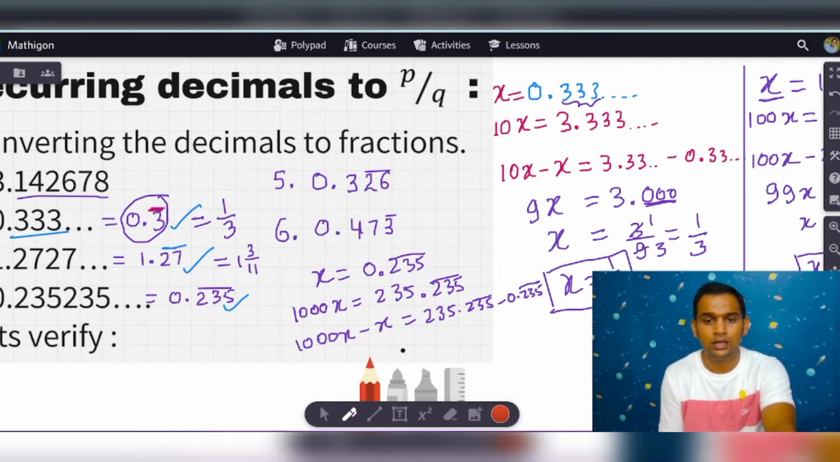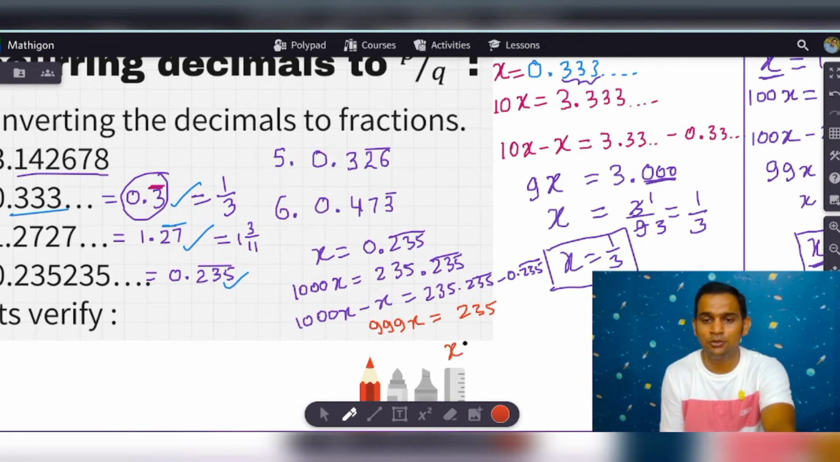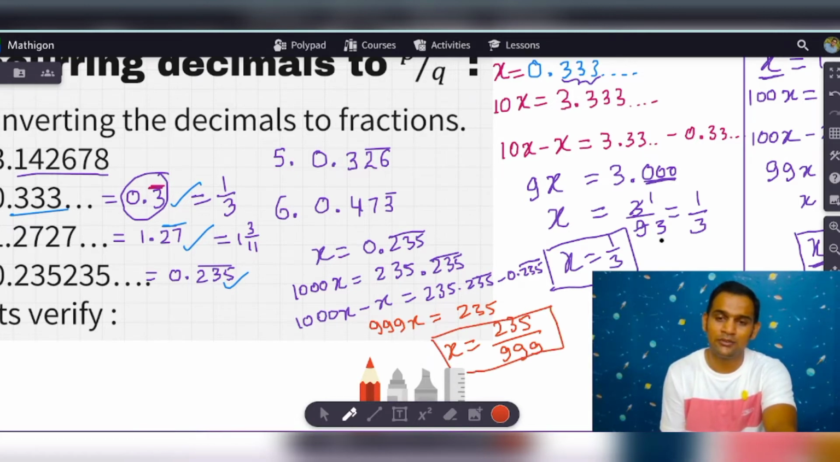I'll change the ink so that, yeah, that becomes 999x equals 235, because the places after the decimal will get cancelled out. So x equals 235 divided by 999. You can further see if we can simplify it. If we cannot simplify, this particular fraction is the answer. You can further test it out with that.